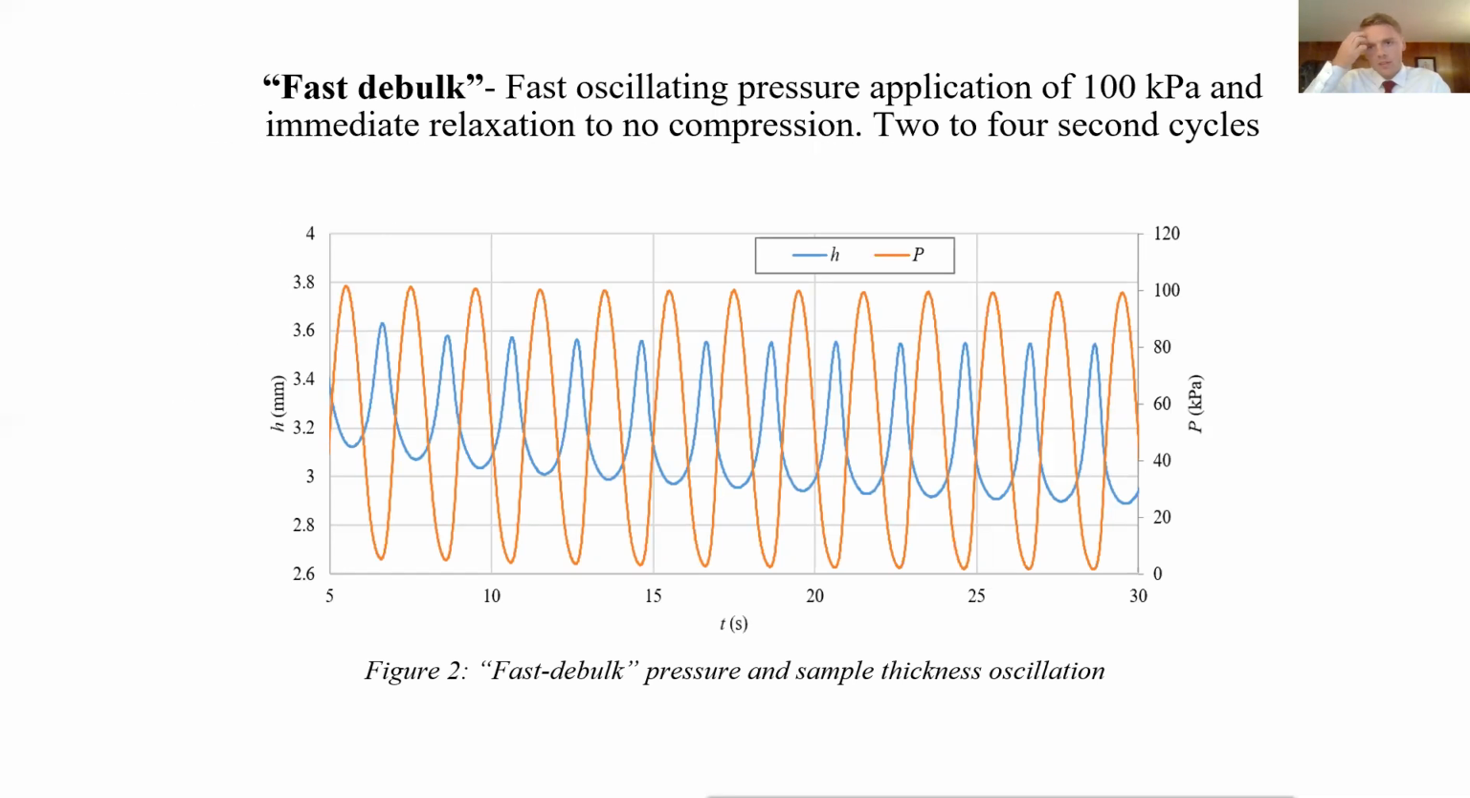Okay, so the fast debulk consisted of fast oscillations of 100 kilopascals of pressure and then immediate relaxation of pressure back to zero pressure. As you can see in this figure, as the pressure is applied, which is this orange line, the thickness of the sample decreases, which is this blue line. Then it increases slightly every time the pressure is let off. The average thickness of the sample decreases slightly with each cycle. So you can see that the average thickness of the sample slowly decreases throughout the debulking. Each cycle lasted roughly 3 seconds. And so that's the compression, the hold, and then the decompression. And that is the fast debulk.